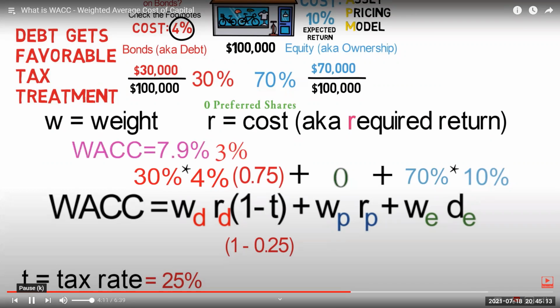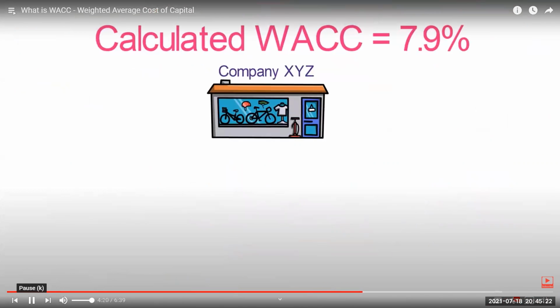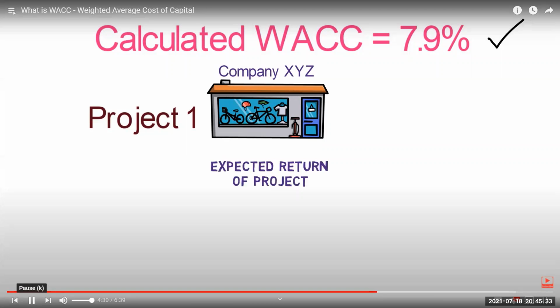So as you can see, this formula is not terribly difficult. And at the end of the day, WACC tells you the minimum amount a company needs to return. The company can use this as a way to determine if they should invest in a project. So if company XYZ calculates their WACC to be the same 7.9% we calculated, and they find a project that's going to return an estimated 6%, well, they shouldn't do it.